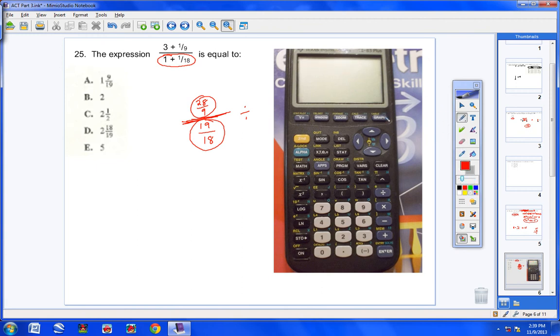You must tell your calculator, your grapher, that this whole fraction here is grouped together. So see these parentheses buttons right here? You hit parentheses and then 28 divided by 9, and then close your parentheses. Then hit divide for this really big line right here, and then type in 19 divided by 18. Again, you want to tell your calculator that's one whole fraction, so use parentheses, 19 divided by 18, close your parentheses.